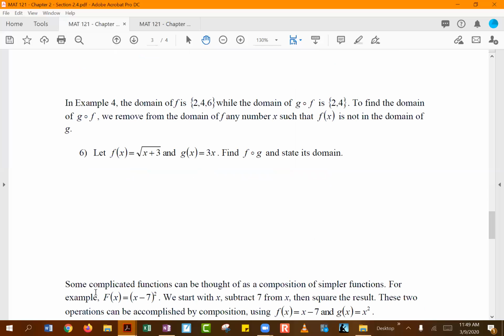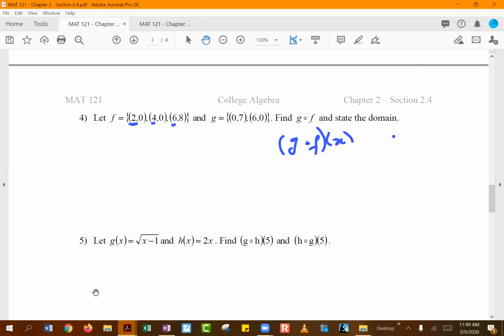The domain of the inside function can be whatever. But the answers you get from that, if those answers are not in the domain of the outside function, they do not make it into the domain of the composition. And that's why that 6, 8 did not become a part, because we didn't have 8 in that outside function.